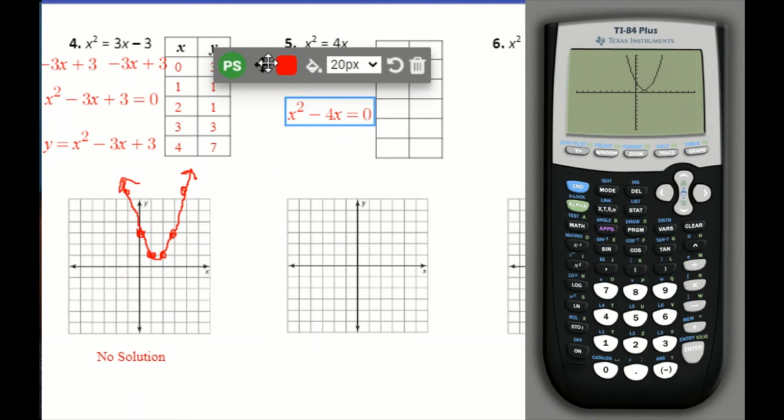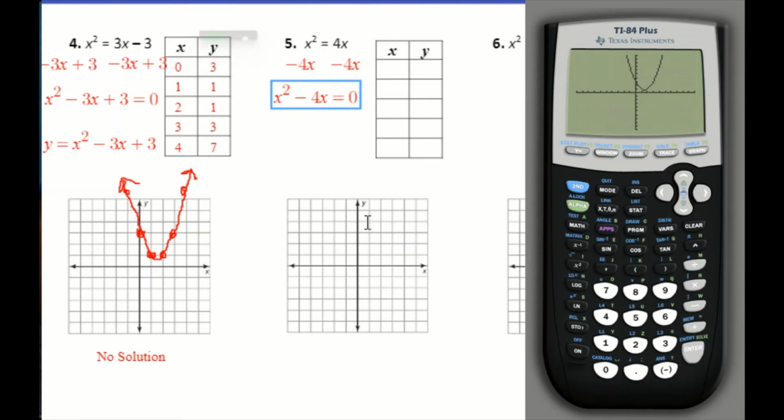It doesn't really matter if you don't have a b term or a c term. It's really the a term that's going to throw a wrench into things if you don't have that x squared. So the related equation that we're going to graph is y equals x squared minus 4x. That's what we're going to throw into the calculator, and we're going to be looking for those x-intercepts.